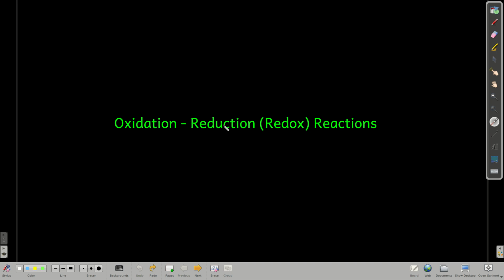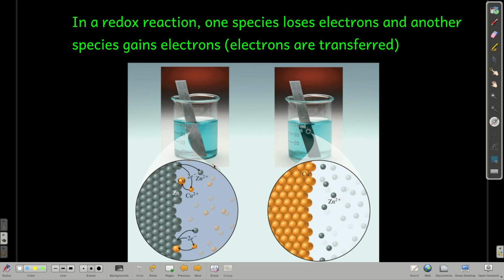In this module, we're talking about oxidation reduction, also called redox reactions. A redox reaction is one where something loses electrons and something else gains electrons. Whichever species gains electrons is basically pulling them away from the one that's losing electrons.